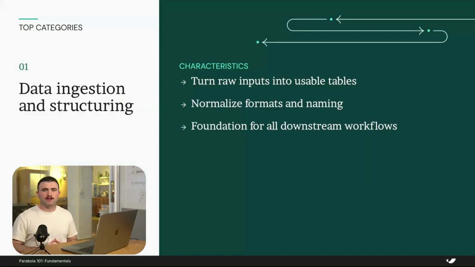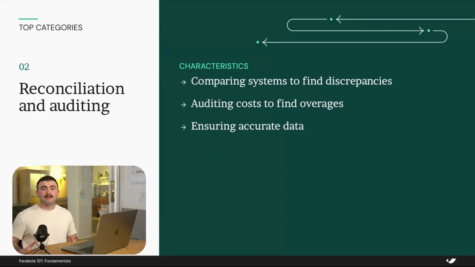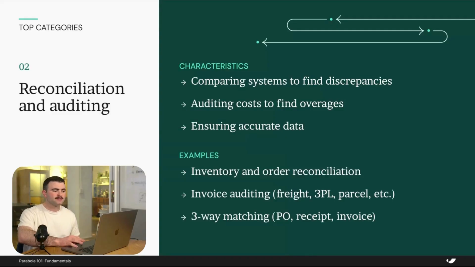Data ingestion and structuring is all about taking messy data and making it usable for downstream processes. We often see ops teams working with gross PDFs and unstandardized data, and there's a lot of massaging that goes into making that data usable. Think digitizing invoices and extracting the line items, or maybe mapping vendor information to your own internal format. The second category is reconciliation and auditing, where we're taking 2 or more data sets and comparing them against each other to identify any duplicates, missing values, or discrepancies. Some common examples include inventory and order reconciliations, as well as invoice audits across 3PLs and carriers.